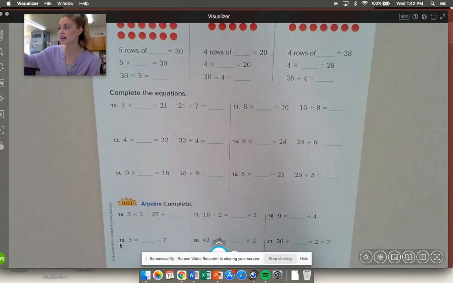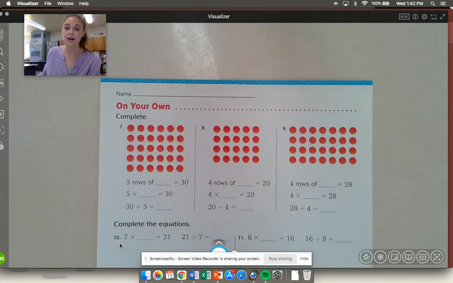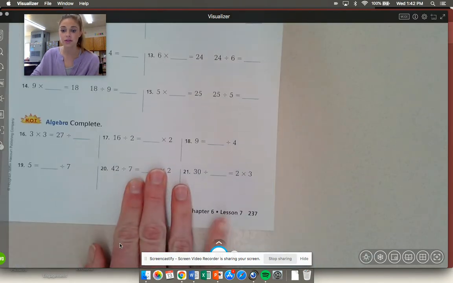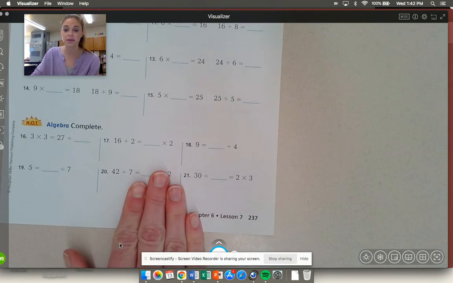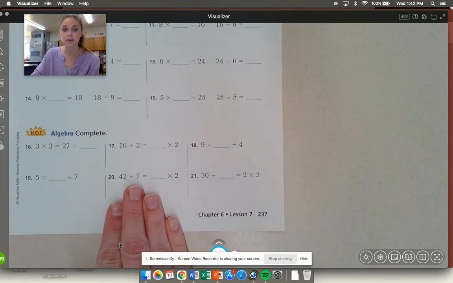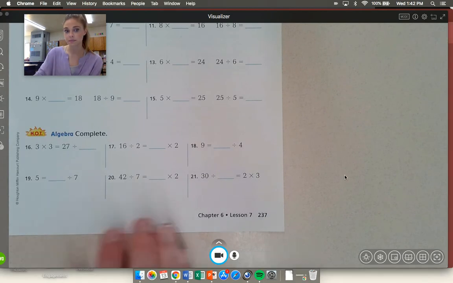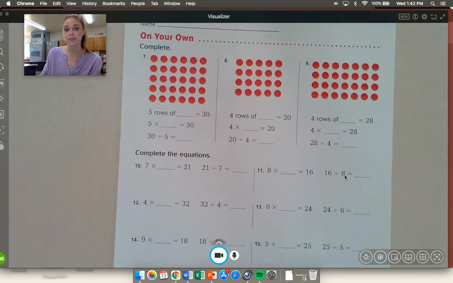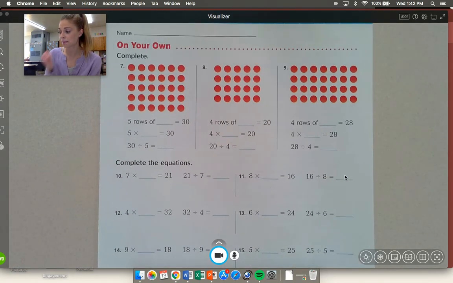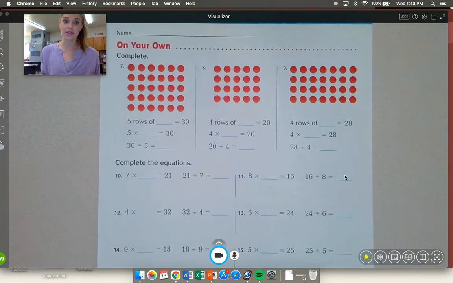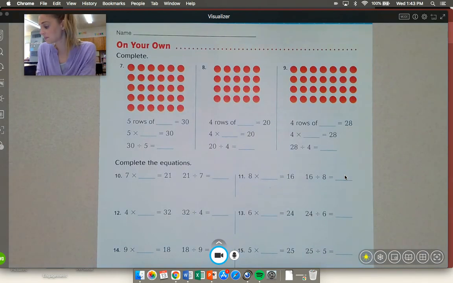Please go ahead and get your big math workbook and turn to page 237 so you're able to follow along. Go ahead and pause this video until you have that. All right, now that you have page 237 in your big math workbook, we are going to do this page together. We're not going to do the whole page, but we're going to do parts of it.